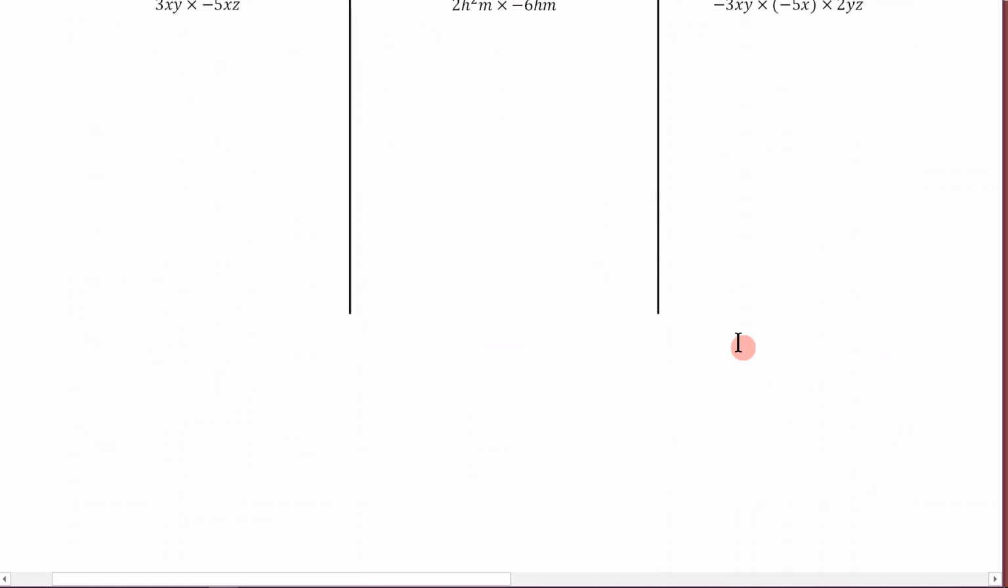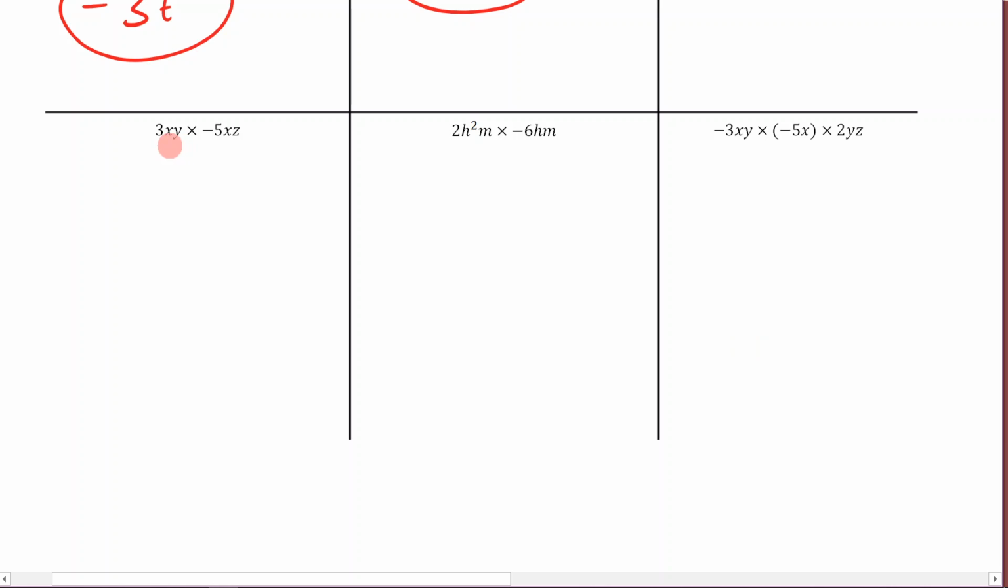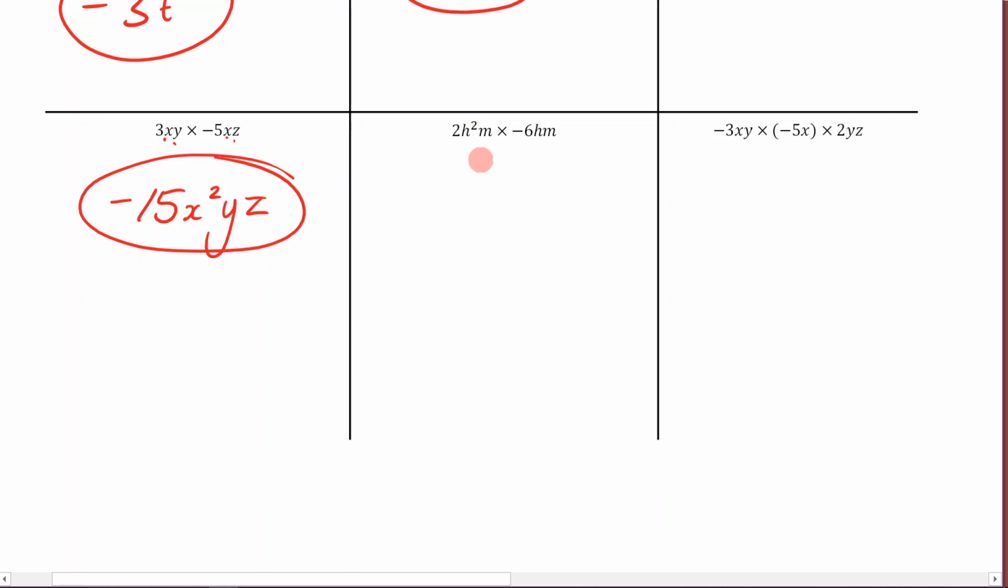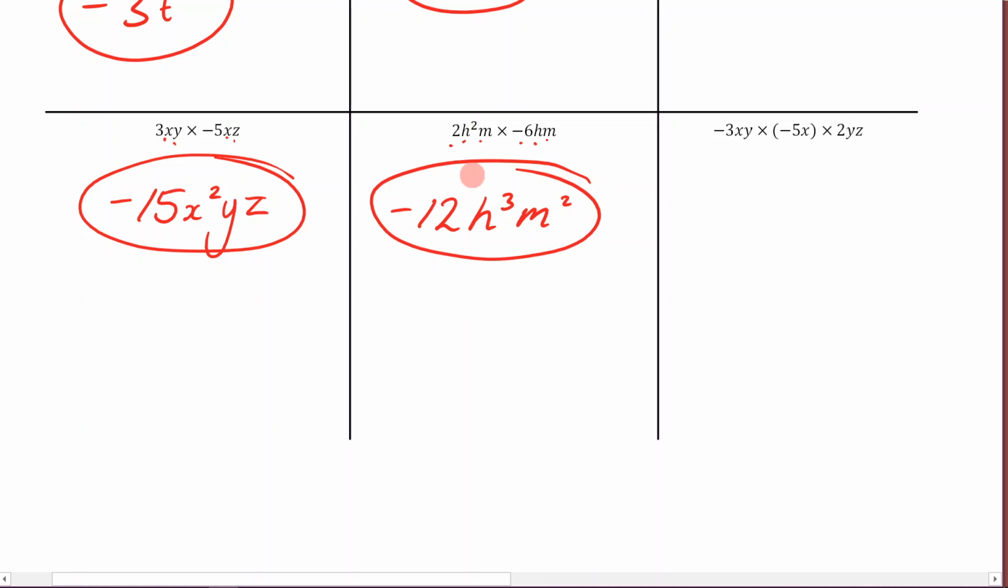Perfect. Let's come down here now and let's do these ones a bit quicker. We're going to go 3 times negative 5 is negative 15. Then I have 1x, 2 x's, x squared. Then I have a y and I have a z. So that is going to be my answer. Let's now come over here. I have 2 times negative 6, which is negative 12. I have h squared times h, which is h cubed. Then I have m times m, which is m squared. And that's my answer there.